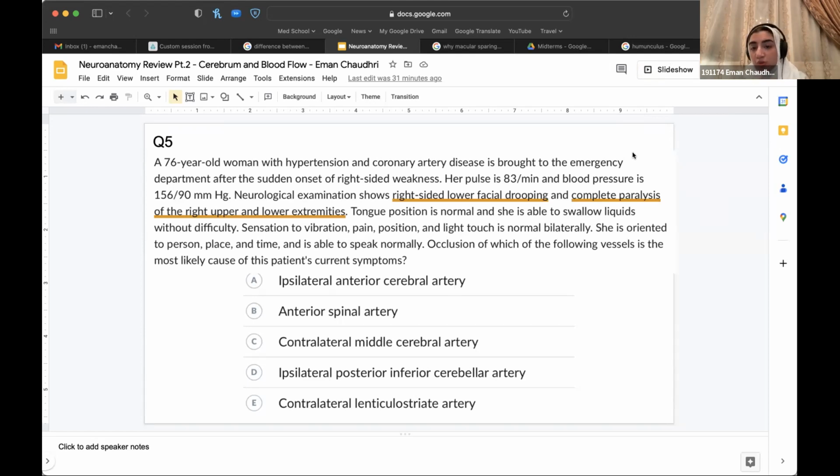Remember, it says tongue position is normal. They're able to swallow without difficulty. Sensation to vibration, pain, position, and light touch are all normal. Would you still say it's in the brainstem? Think of all the nuclei in the brainstem. If they're not affected, then is it still in the brainstem?